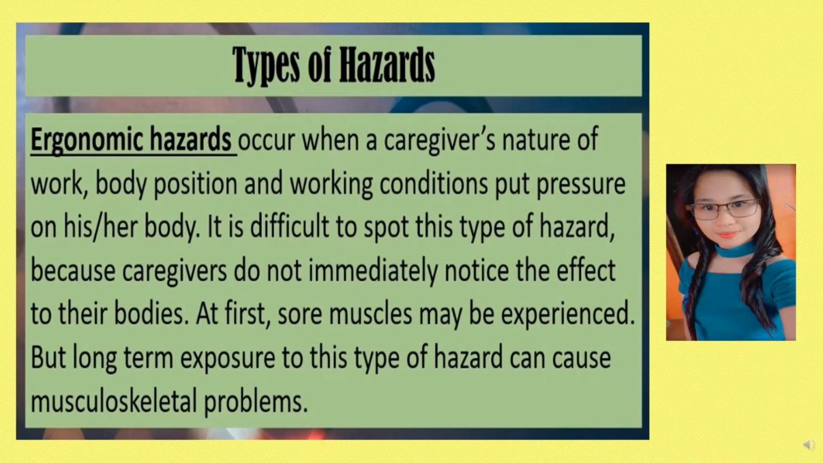Another type of hazard, we have ergonomic hazard, which occurs when a caregiver's nature of work, body position, and working condition put pressure on his or her body. It is difficult to spot this type of hazard because caregivers do not immediately notice the effect on their bodies. At first, sore muscles may be experienced, but long-term exposure to this type of hazard can cause musculoskeletal problems.